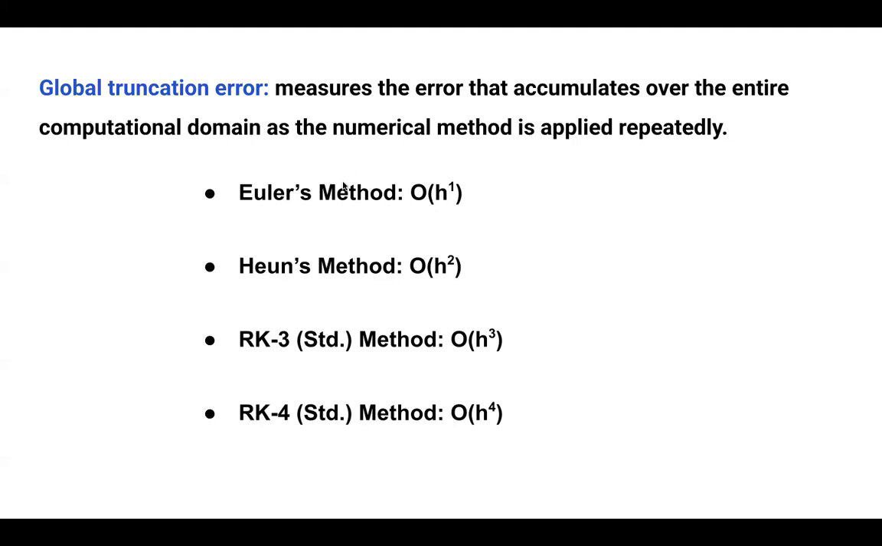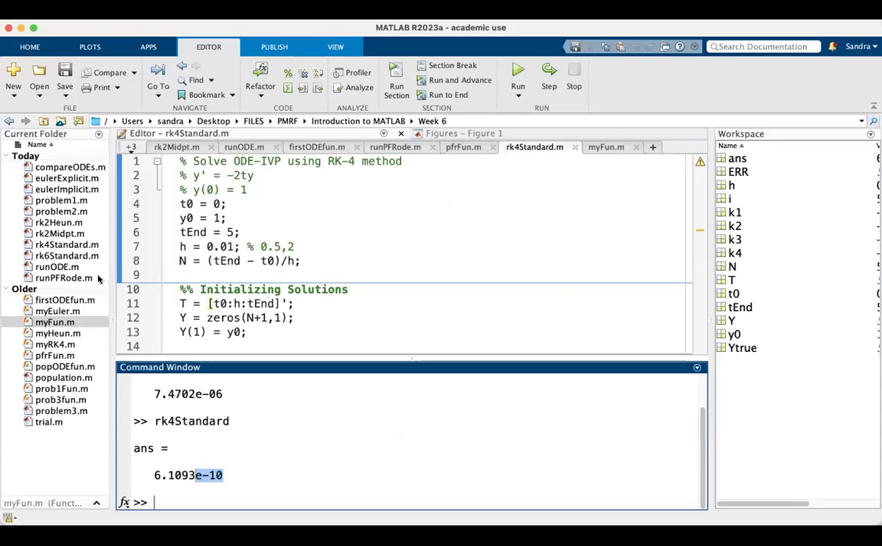Likewise, in this class we only looked at global truncation error because we are running the formula multiple times. As we saw here, Euler's method has an order of accuracy 1, Heun's method has an order of accuracy 2, RK3 has an order of accuracy 3, and RK4 has an order of accuracy 4. This is the global truncation error. If you want to understand it more deeply, we can do a comparative study, and that is what we have done here.